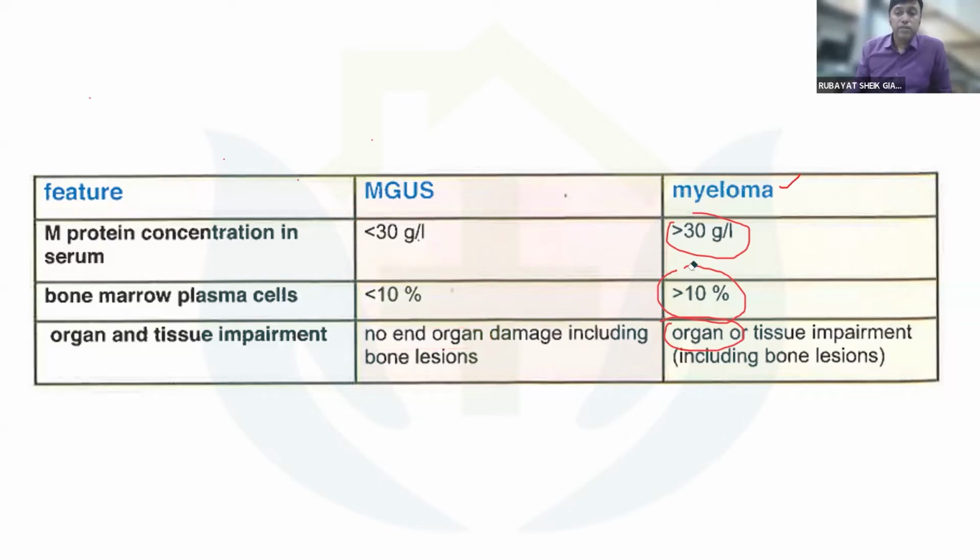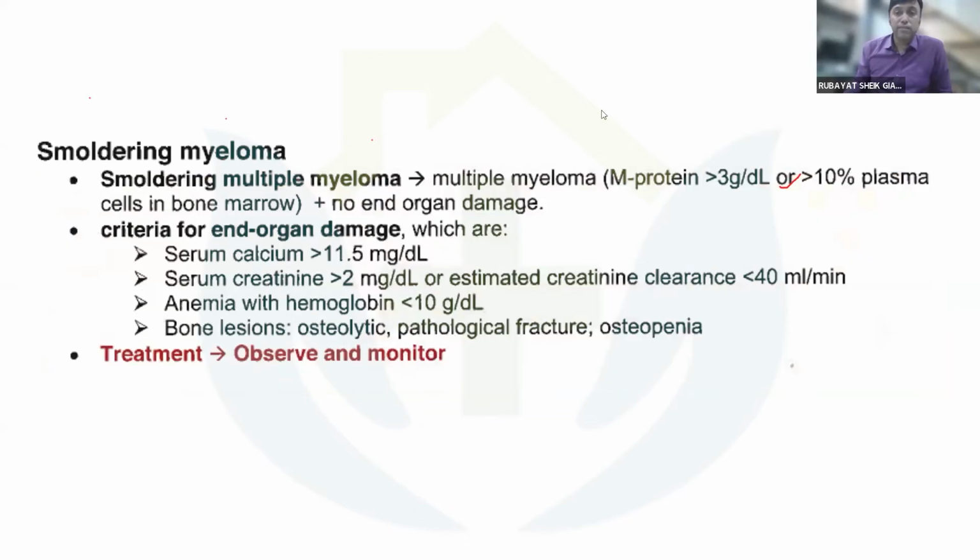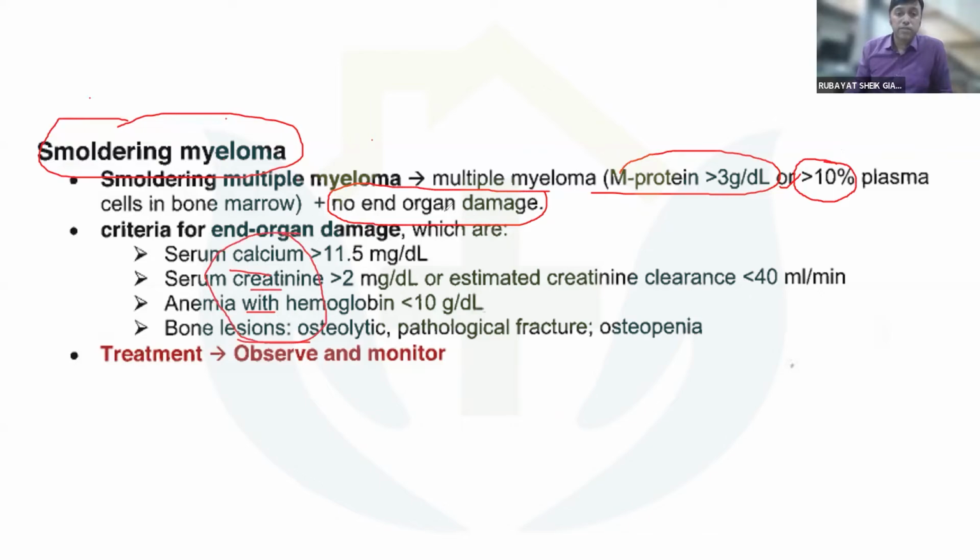There is another spectrum or another condition in between the two, which I'd like to show you and which has been asked in the exam. This is called smoldering myeloma. It's in between the two. The paraprotein levels are more than 3 gram. The plasma cells in the bone marrow are very high, 10%, even reaching 60%. The only difference is that there is no organ damage. The calcium levels are low, creatinine is normal. There is no anemia, there is no osteolytic lesion. None of this organ damage present. This is in between MGUS and multiple myeloma.